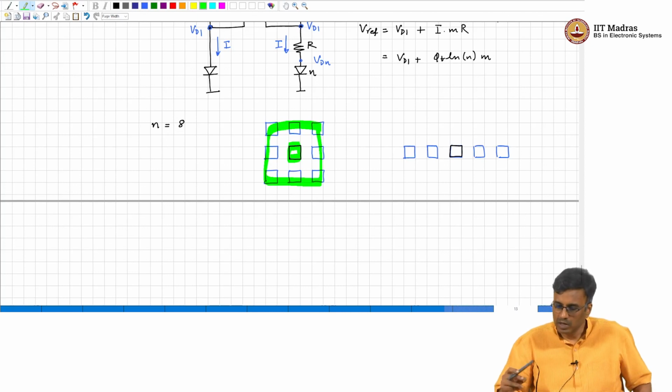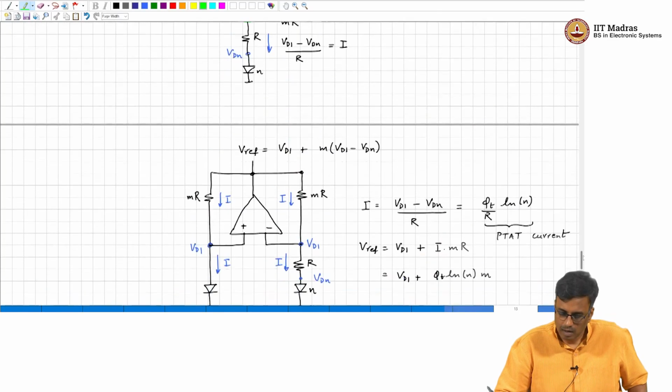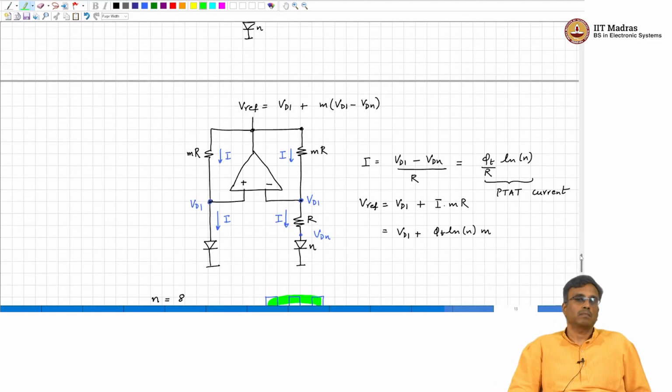Okay. So this is an example of using an op amp in a feedback network where elements are nonlinear, where the output of the op amp does something useful.